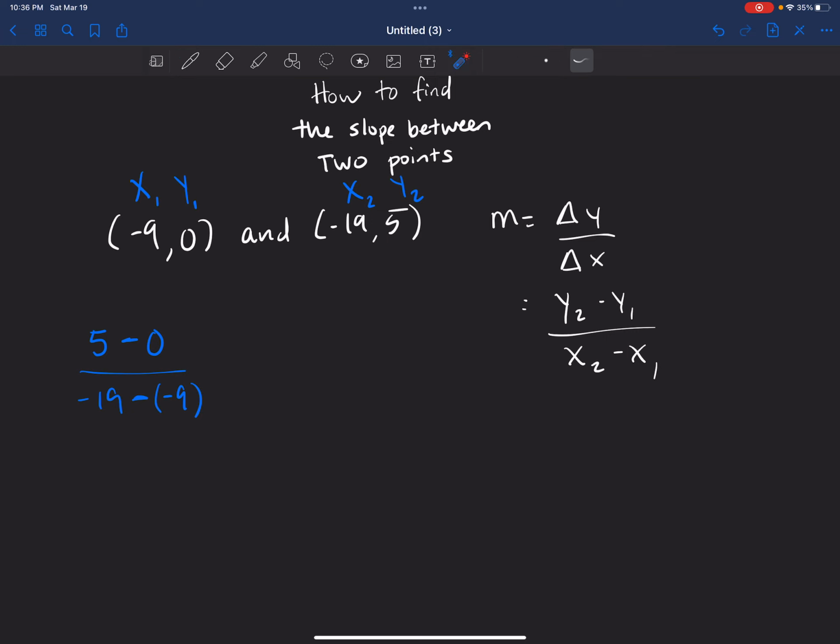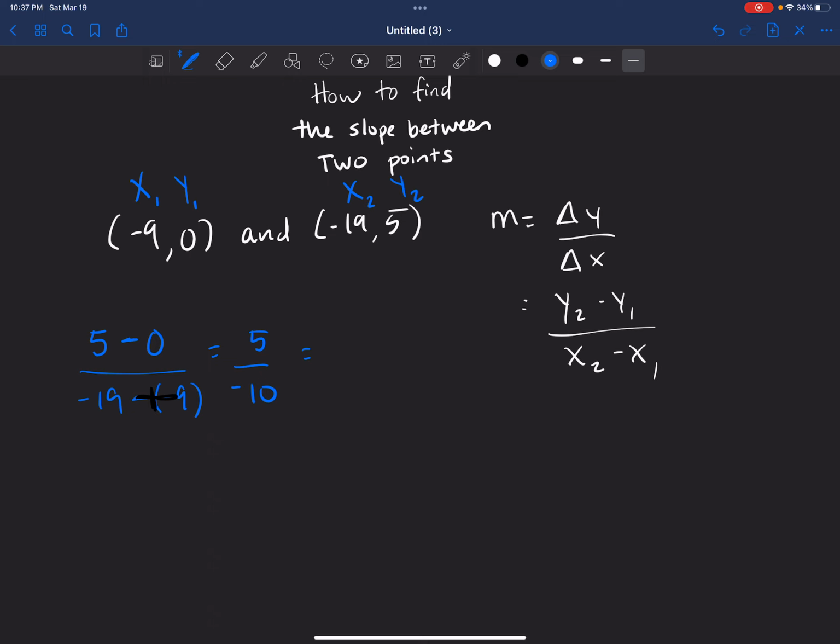This works out perfectly. This is how I'm supposed to plug them in. So 5 minus 0, I'm going to make sure that I simplify the top and the bottom. 5 minus 0 is 5, and then I have -19 minus this negative number. A negative times a negative is a positive, so this changes to a plus sign. So we have -19 plus 9, which is -10. So I write -10 over here.